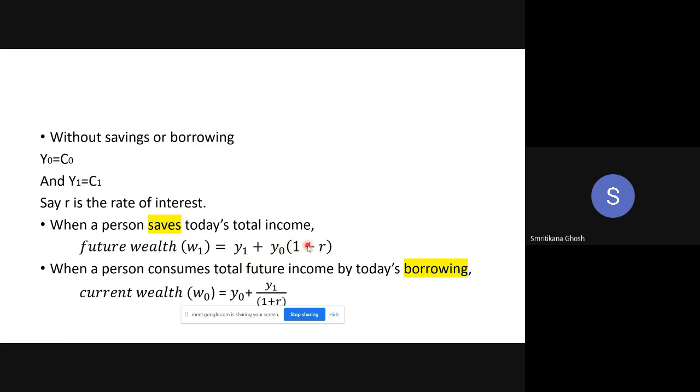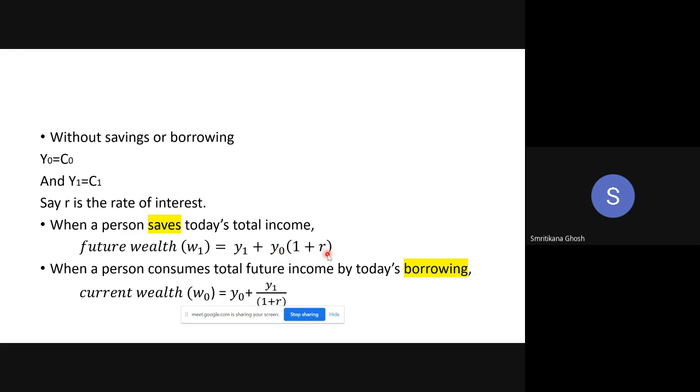Y0 plus Y0 into R. So Y0 is your capital which you save. And Y0 into R is the interest income from your saving. R is the interest rate. So for 100 rupees, say the interest rate is 5, so it's 5% interest. So you are saving 1000 rupees.